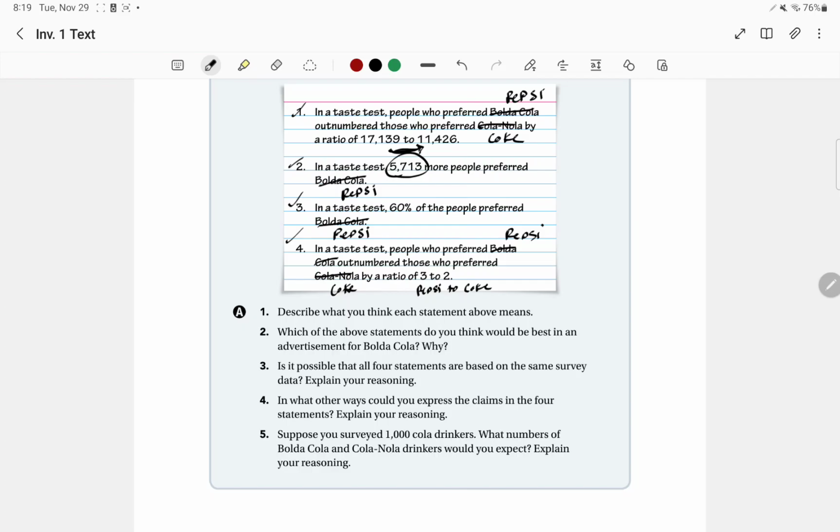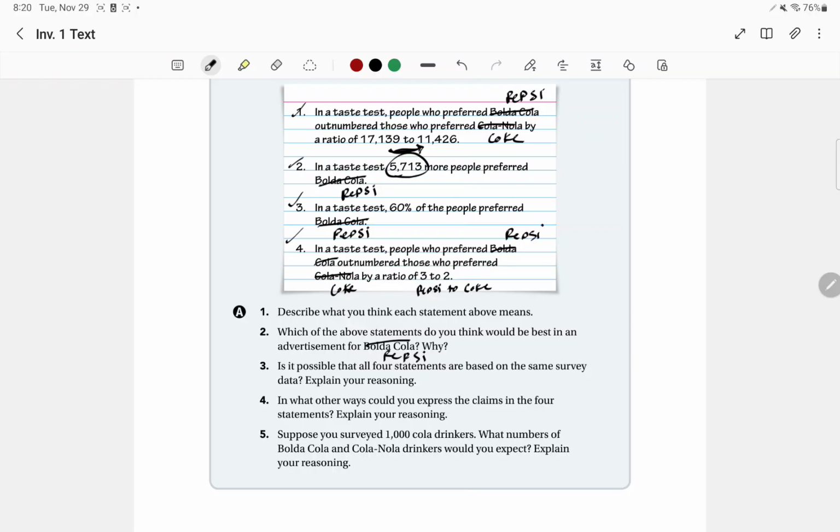On number 2, which of the above statements do you think would be best in an advertisement of Coca-Cola or Pepsi? Now, this is up to you. I think probably a good answer would be number 2, because, hey, wow, 5,713 more people preferred it, but you don't know how many people were asked this question. It could have been 17 million. And so a difference of 5,000 is not really that much, right? So you don't know how many, but that's a good one.